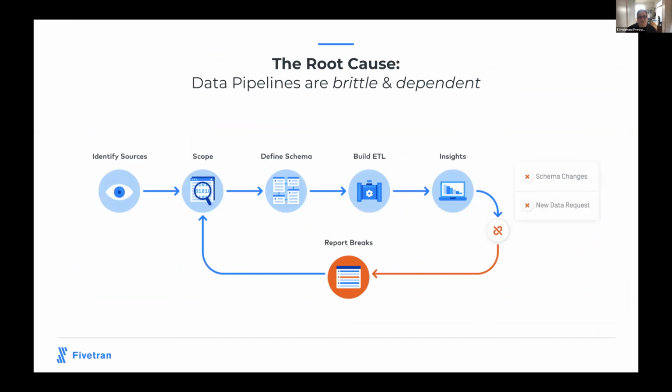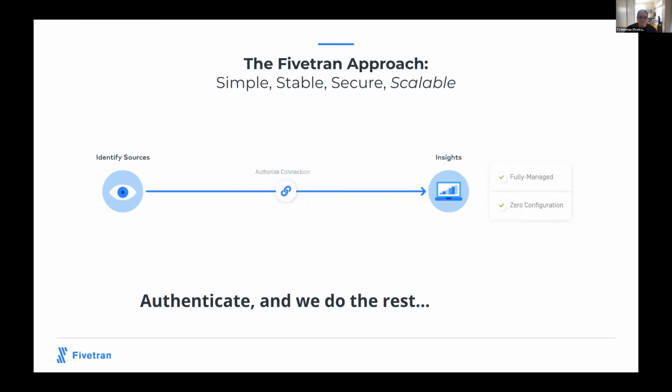The reason that we think about it this way, and I'll refer to it as ELT, is that the classic ETL data pipelines are brittle and dependent. So when there's a source schema change, a new business requirement, a new data need for a report, all of those things require data engineering time to either fix a problem or produce a new use case within the pipeline. And data engineering time is both expensive and can be hard to prioritize and get. So Fivetran aims to make this entire process simpler, more stable, more secure, and most importantly, scalable, so that our customers simply have to authenticate into their data sources, and then Fivetran fully manages the rest of the operation and ongoing maintenance of that data pipeline.